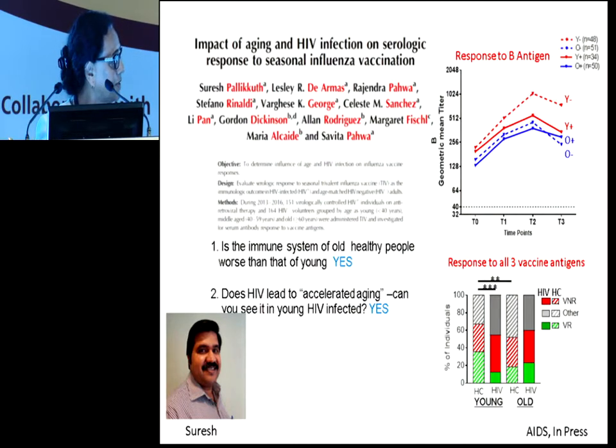These are different time points. 0 is baseline, T1 is 1 week, T2 is the time when we really measure the serology, and that is at 4 weeks. And then to see the decay, we looked at 6 months. It's clear that the young were much better.